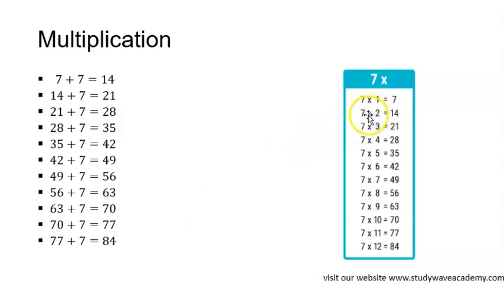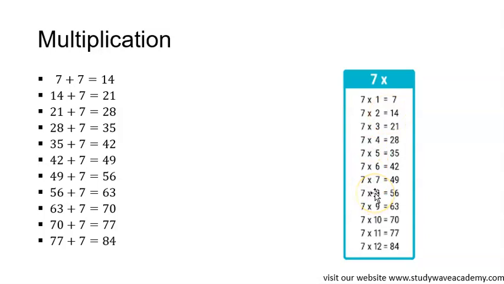7 times 1, 7. 7 times 2, 14. 7 times 3, 21. 7 times 4, 28. 7 times 5, 35. 7 times 6, 42. 7 times 7, 49. 7 times 8, 56. 7 times 9, 63. 7 times 10, 70. 7 times 11, 77. 7 times 12, 84.